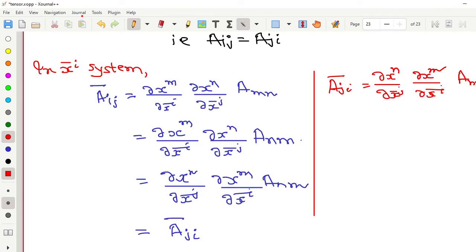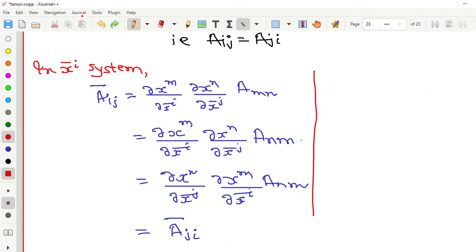That should be an n. So this one has been replaced with this one. Okay. And if I now compare the left hand side with the right hand side, I see that aij is equal to aji even in the bar coordinate system. They are equal.